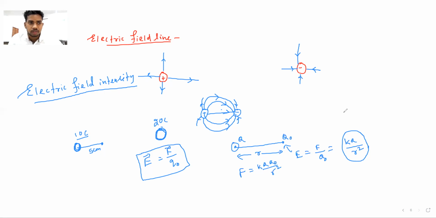Force was KQ1Q2 by distance square. Electric field is KQ by R square. For a single charge, we can find the field, but to get the force, we need two charges. And the SI unit of field strength: for force it is Newton, for charge it is Coulomb, and for field strength it is Newton per Coulomb.